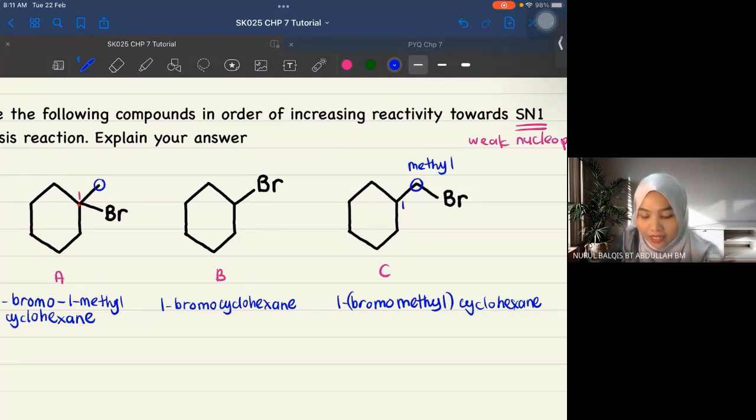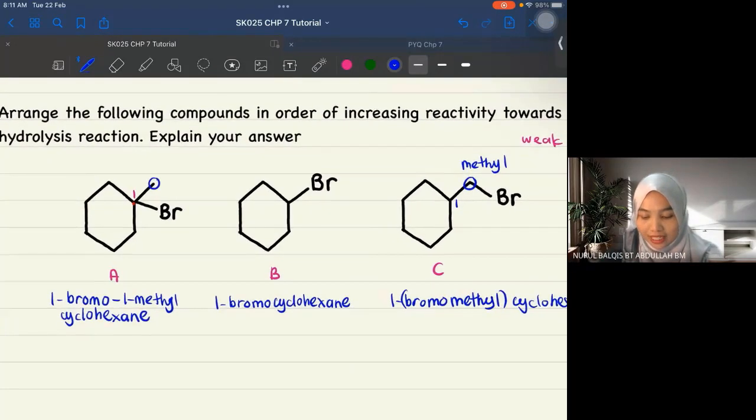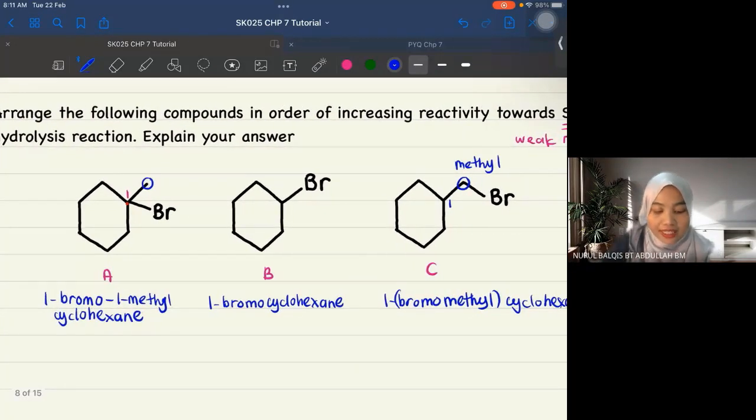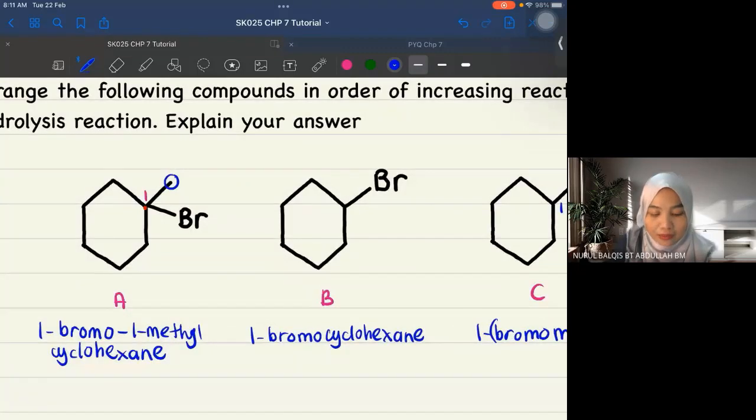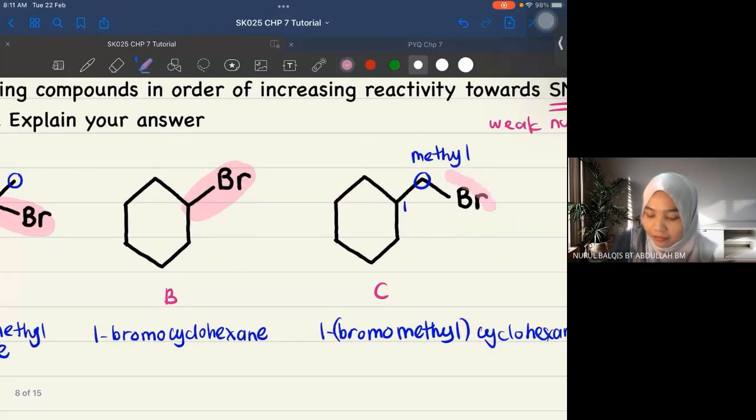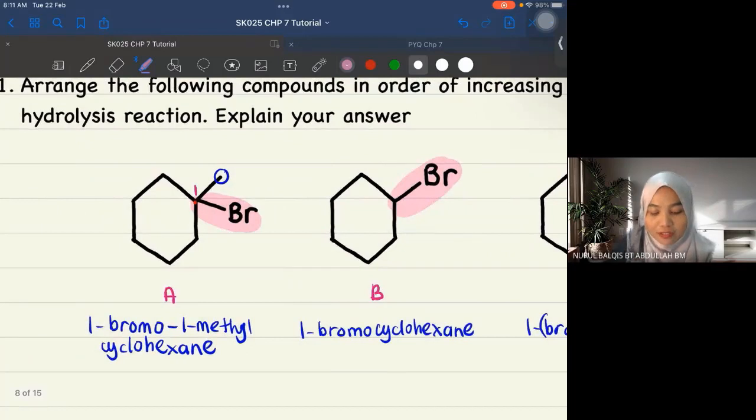Okay, right. So sekarang ni lepas dah try naming this compound, kita kena tentukan class of alkyl halide. So now your classes of alkyl halide can be determined from the carbon bearing the Br. Kita nak tengok berapa banyak alkyl group attached to it. Okay. So, could you please tell me for compound A, what is the class of alkyl halide? The carbon bearing the Br, how many alkyl group attached to it?